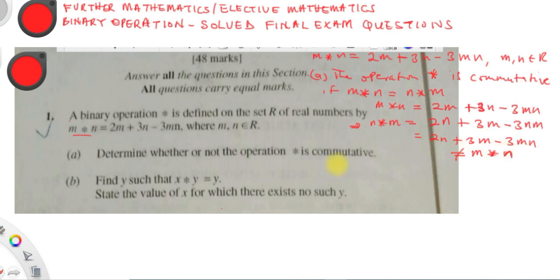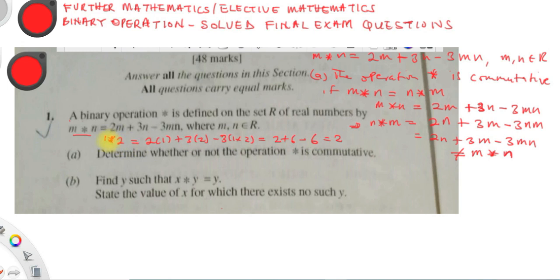Okay, so let me give you an example. Let's take 1 star 2. 1 star 2 will be equal to 2 times 1 plus 3 times 2 minus 3 times 1 times 2. That is 2 plus 6 minus 6. What do you get? You get 2. Have you seen? So 1 star 2 is 2.